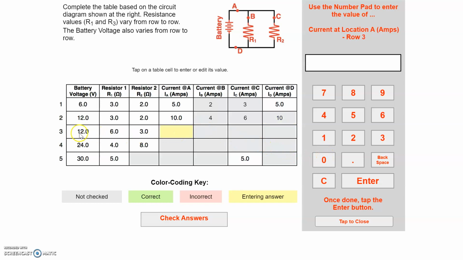Over here you've got a 12 volt battery, a 6 ohm resistor, and a 3 ohm resistor, and it wants to know the total current coming out. Well, this is a little bit tricky because first you've got to find the total resistance. Use the formula for finding resistance for parallel circuits, and you end up with a total resistance of 2 ohms. You're going to have to do that on your own calculator since I cannot exit the screen to show you that.